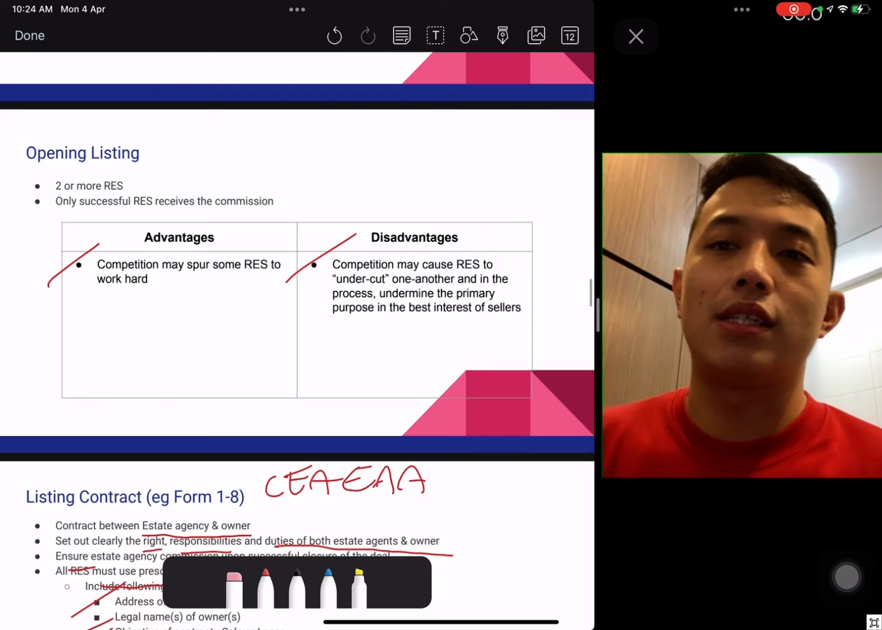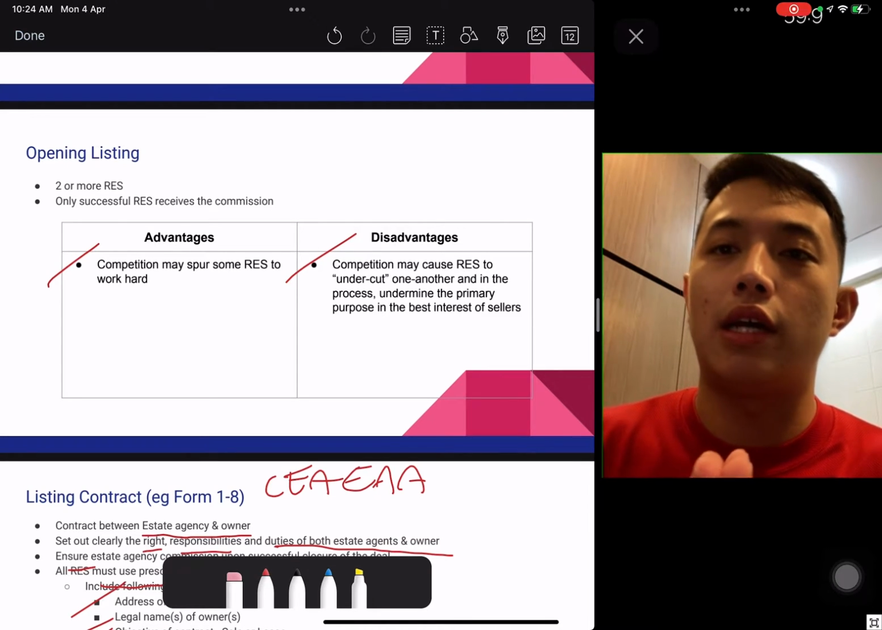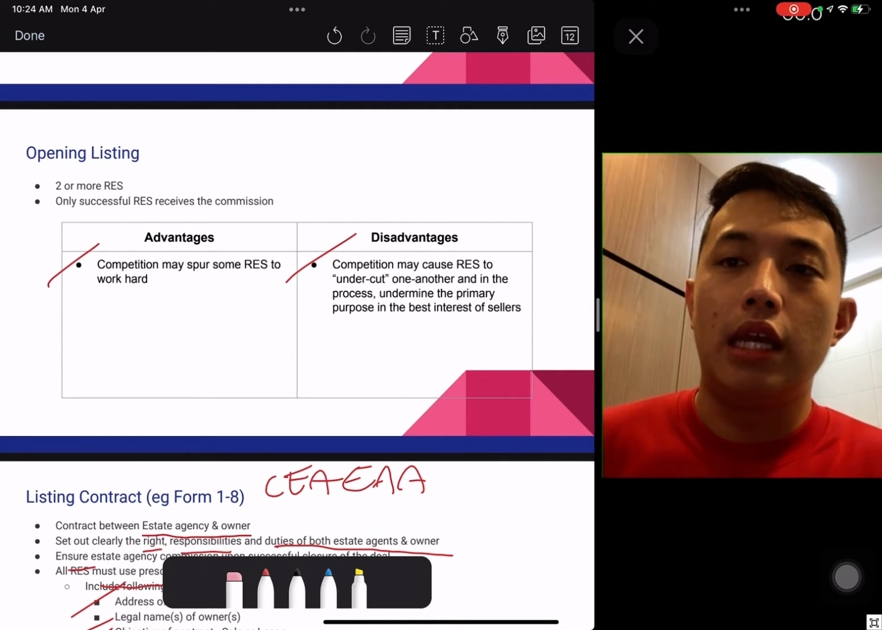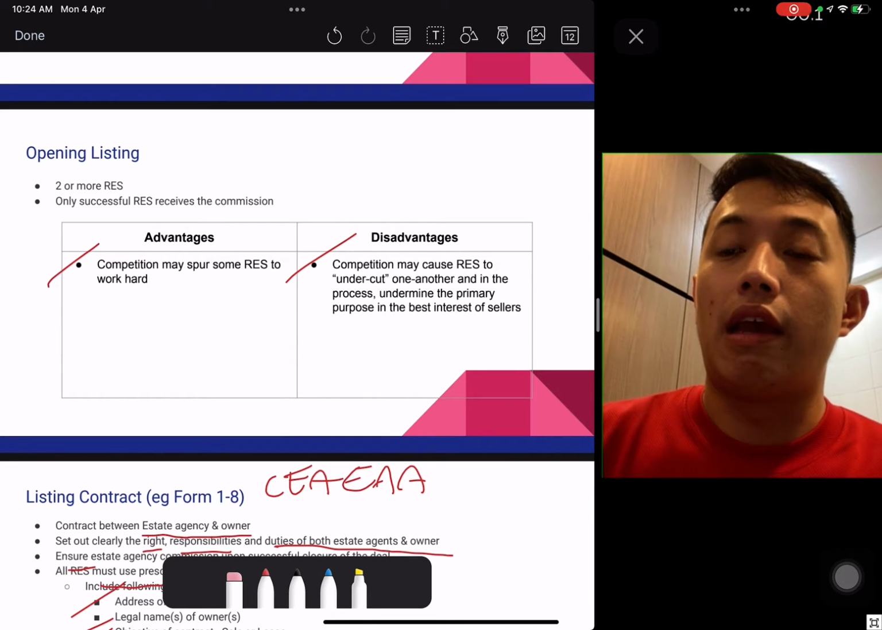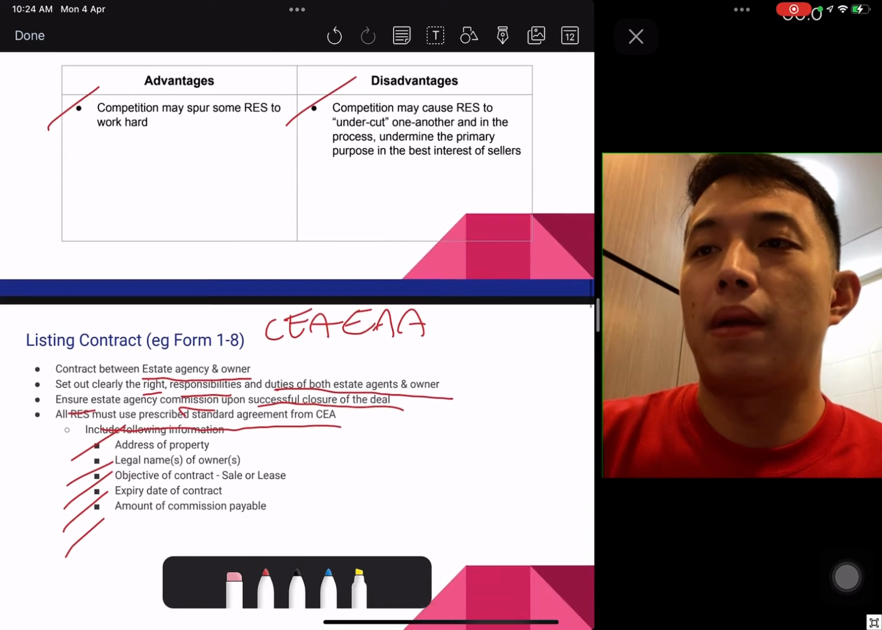Okay, open listing, which is anyone can list. Only the RES who closes it will earn the money. It will have a lot of challenges and competition. However, people will start to undercut and compromise the best interest of the sellers.